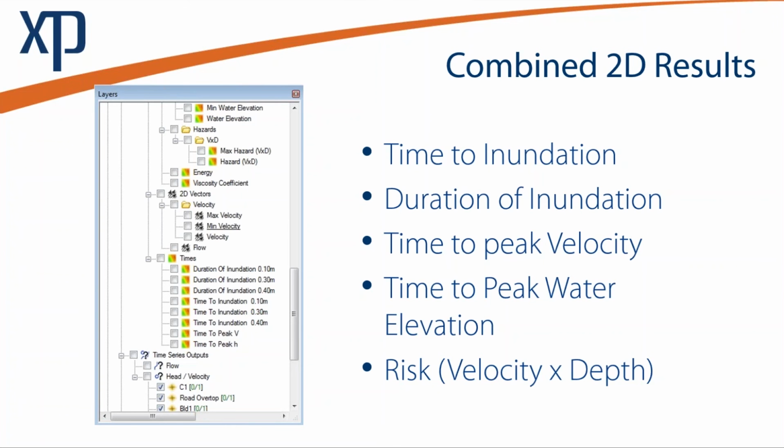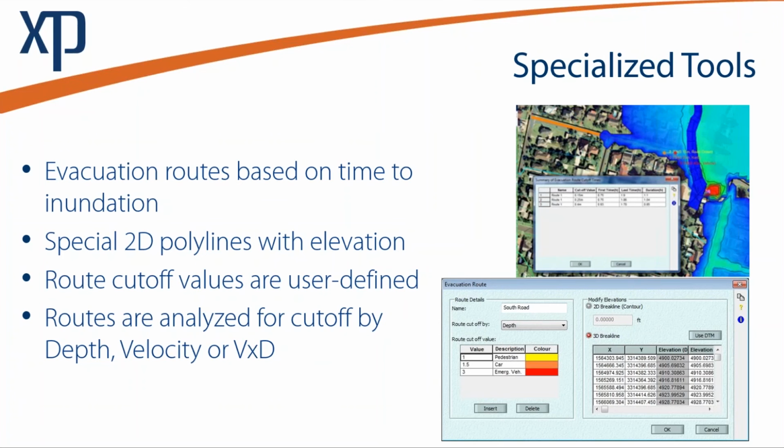We even give you some specialized tools to work with some of this data. In XP Swim we now have an evacuation route planner, and it allows you to define what is inundated, what depth means inundation. In this little example, you'll see that we defined 1 meter as the cutoff for pedestrian evacuation, 1.5 as the cutoff for vehicle evacuation, and 3 as the value for emergency vehicle evacuation. And we give you a special tool that allows you to lay down a 2D polyline, and then the route cutoff values are user defined.